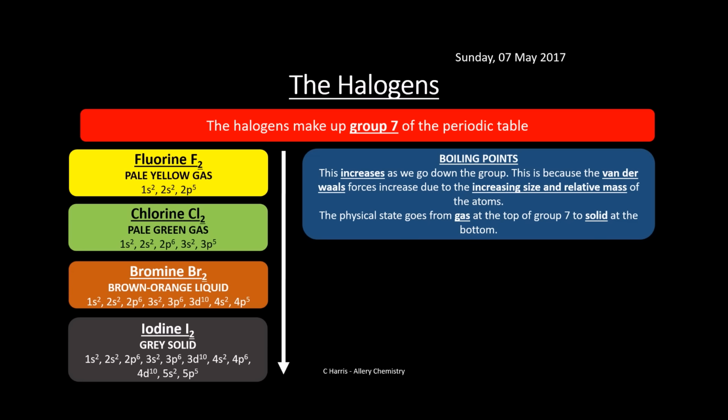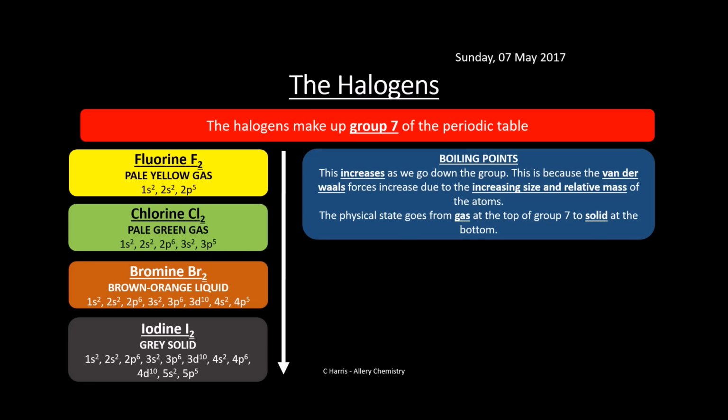Now, generally, as we go down the group, starting from fluorine down to iodine, the boiling points increase. It's because the size of the atoms and the molecules, well, these are molecules, and the relative masses of them are getting larger. So therefore, we have larger van der Waals forces, and this means that you need a higher amount of energy to turn these into a gas.